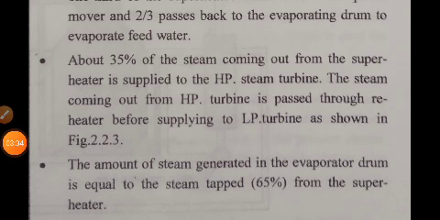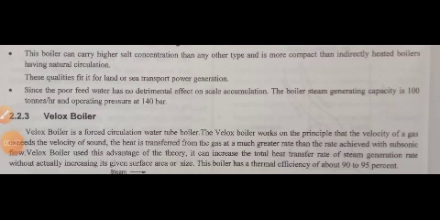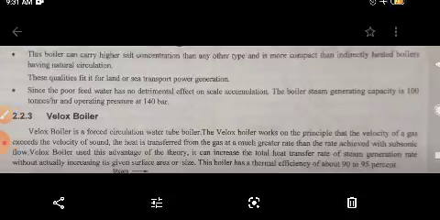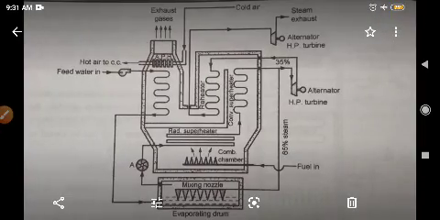This boiler can carry higher salt concentration than any other type and is more compact than indirectly heated boilers having natural circulation. These qualities fit it for land or sea transport power generation, since poor feed water has no detrimental effect on scale accumulation. The boiler's steam generating capacity is 100 tons per hour and operating pressure is about 140 bar. Now let's see the construction and working.